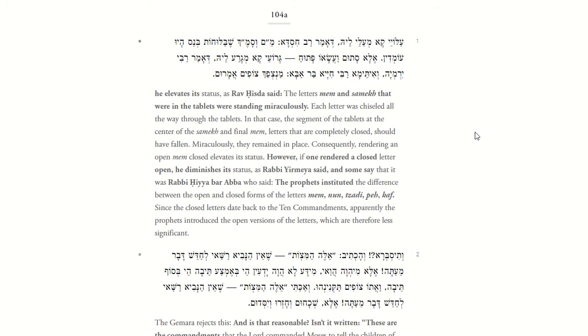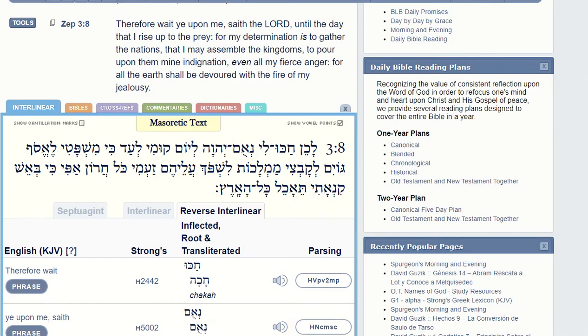The letters mem and samek, we're reading here, that were in the tablets were standing miraculously. Let's back up. The letters mem and samek. So it's talking about the final letters here. Final mem is this last one at the end of the word here, and samech, it's right here, second to last letter. That one there, see how they're fully closed letters? So for each of these, supposedly, the tablets of the Ten Commandments were carved all the way through.